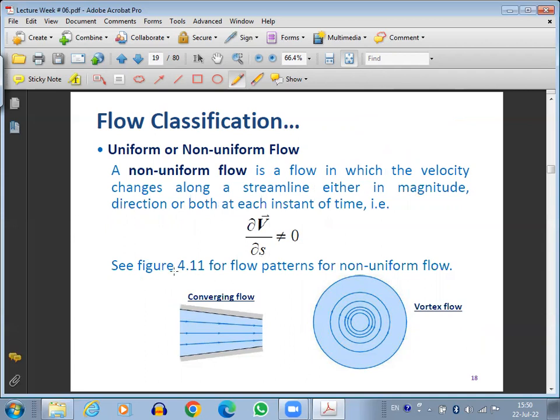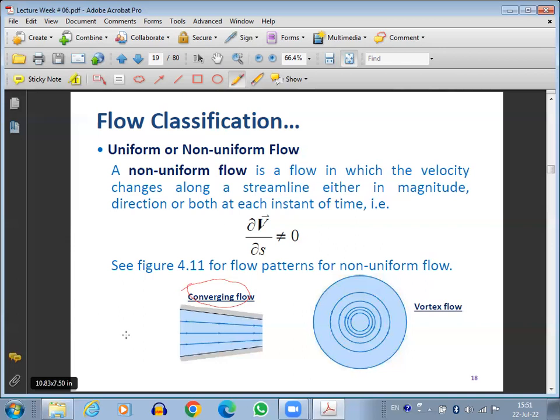Now there are different ways. For example, a converging flow. You have a nozzle and the fluid is moving through the nozzle. What will happen in a nozzle? It's a pipe with a decreasing diameter, as we have studied in thermodynamics. As the fluid flows through the nozzle, it has to pass through the same small opening of the pipe, so its speed is going to increase. So the velocity is changing from the beginning of the nozzle to the end of the nozzle.